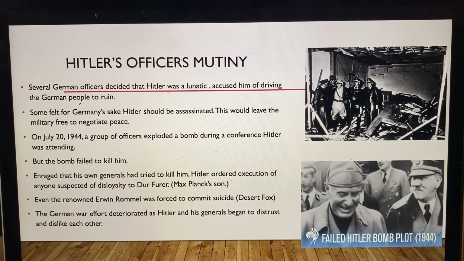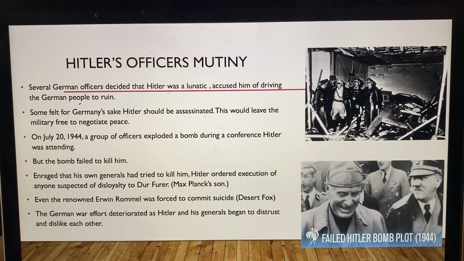On July 20th, 1944, a group of officers exploded a bomb during a conference that Hitler was attending. Now, there's a movie on this, if you watch, with Tom Cruise that shows how this happened, and it's pretty accurate. But the bomb failed to kill Hitler. So Hitler was so enraged that his own generals had tried to kill him that Hitler ordered the execution of anyone suspected of any disloyalty to him, the Der Führer.